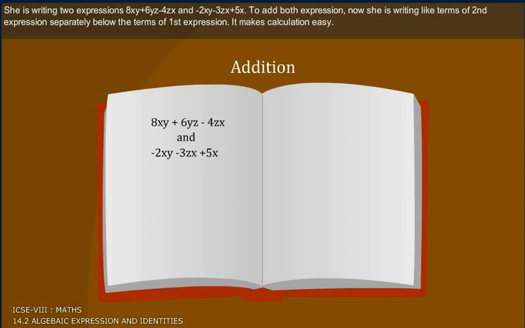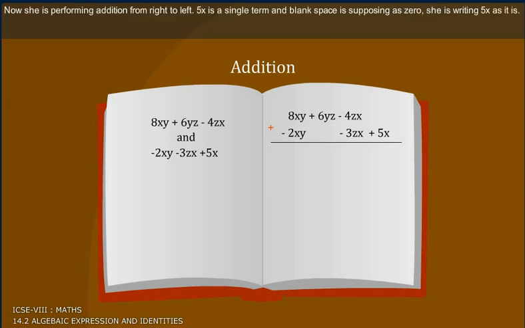To add both expressions, now she is writing like terms of the second expression separately below the terms of the first expression. It makes calculation easy. Now she is performing addition from right to left. 5x is a single term and the blank space is supposed to be 0. She is writing 5x as it is.